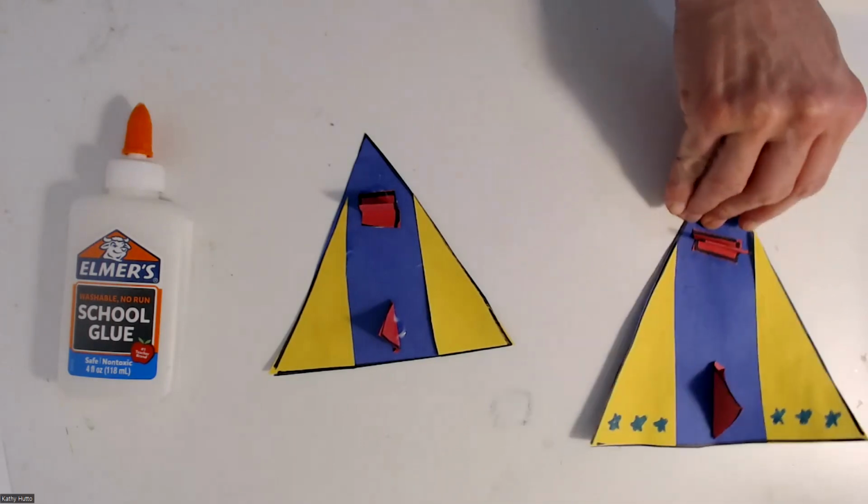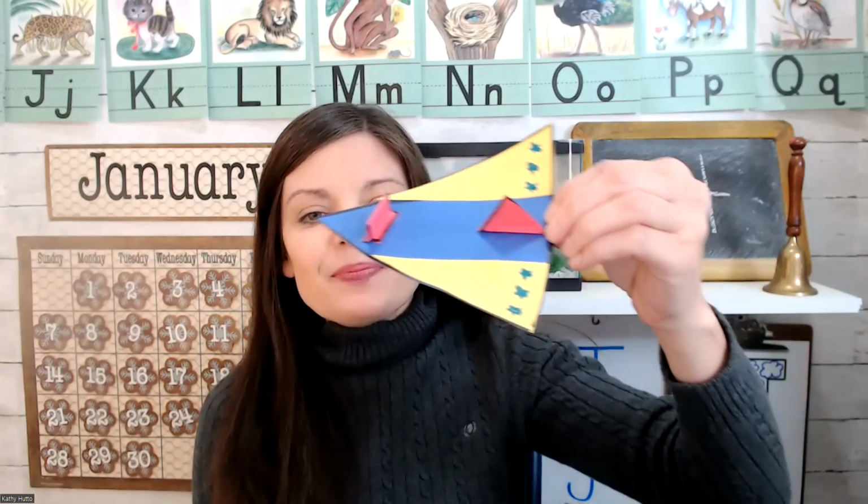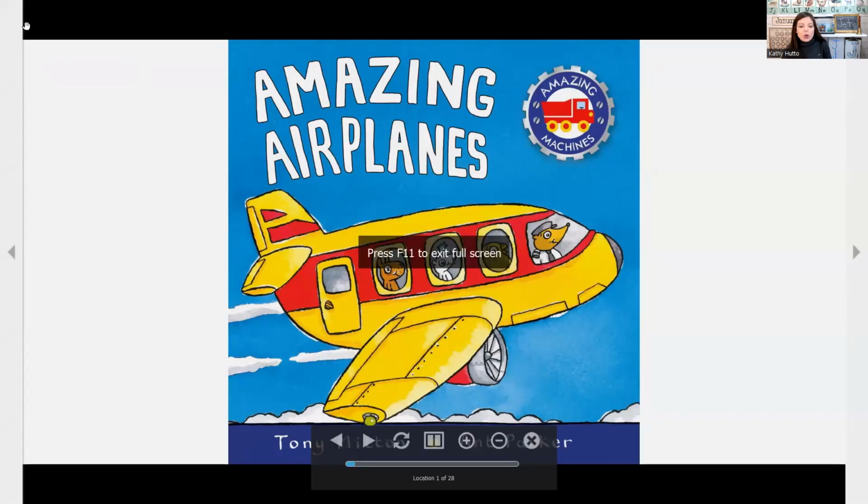And now it's time for story time. Here's another look at that paper plane that I made. And now it's time for story time. And our book today is called Amazing Airplanes by Tony Mitton.